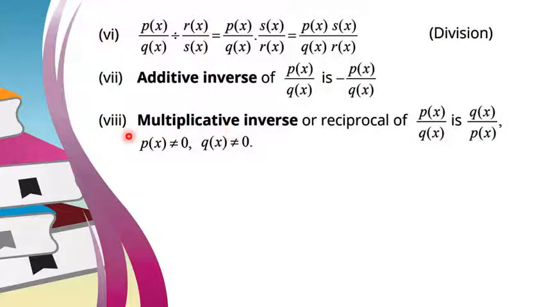Okay, in number 8, multiplicative inverse or the reciprocal. It is the simple expression with the changing of the places. Numerator becomes denominator and denominator becomes numerator. So p of x upon q of x is the reciprocal of q of x upon p of x, and the condition is here that both the numerator and denominator should not be equal to 0.